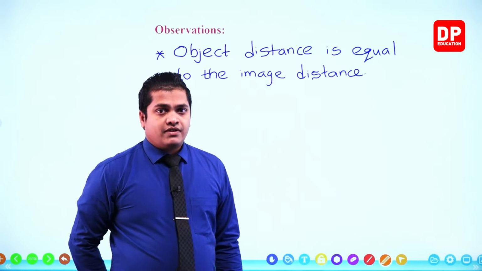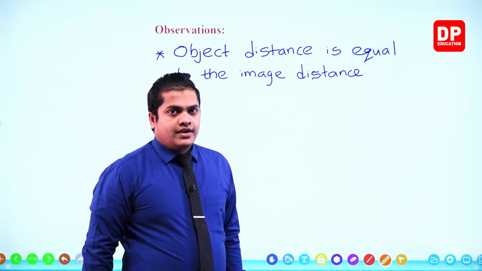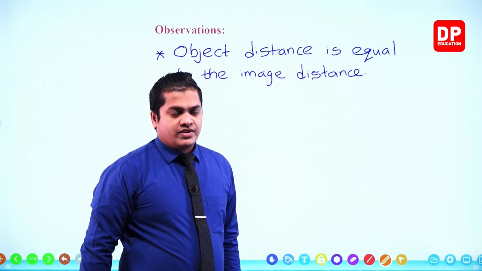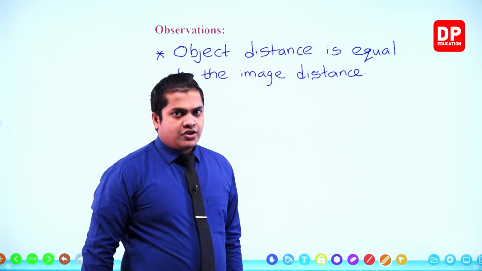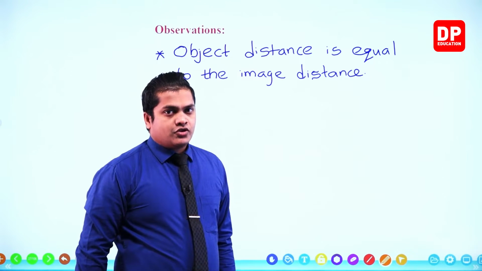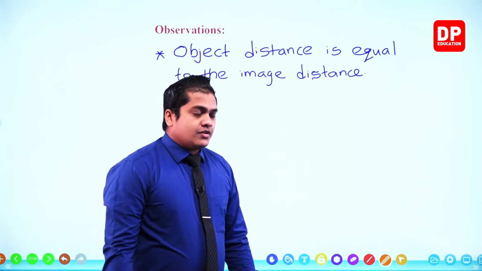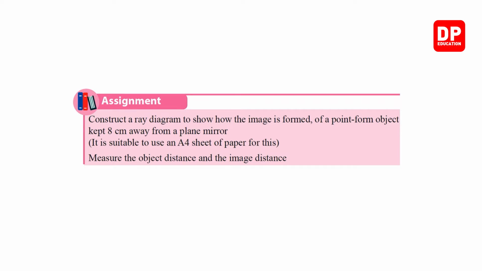So within a plane mirror reflection, we can observe this, right? And it is a specific property of plane mirror reflections. Always the object distance is equal to the image distance. So this is the observation that we can take from the activity. All right then, let's head on to see the next content. Construct a ray diagram to show how the image is formed of a point object kept 8 centimeters away from a plane mirror. It is suitable to use an A4 sheet of paper for this.